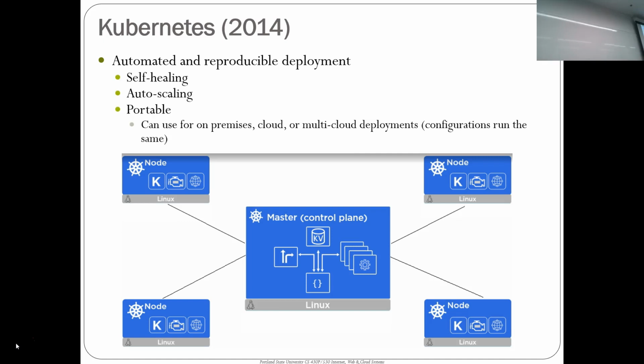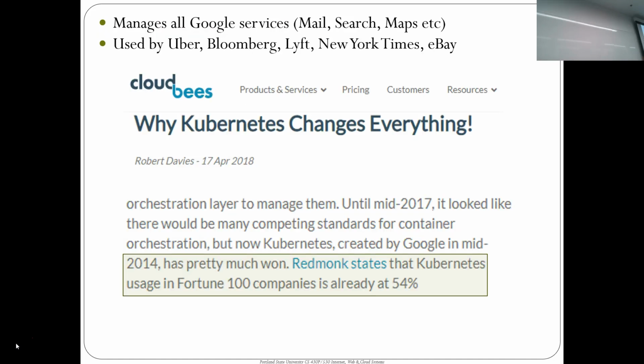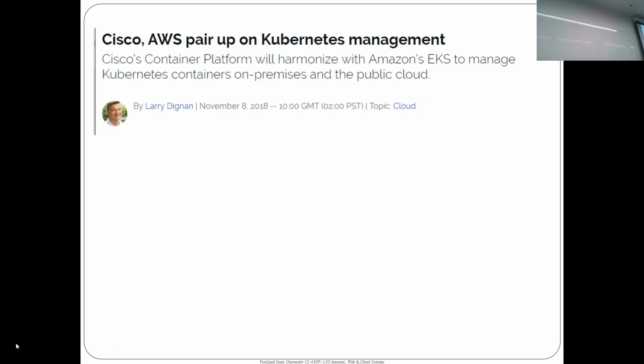And basically the daemon is going to do the self-healing, the auto-scaling, and this thing is portable because it's all open source. This thing is abstracting away the lower level differences between the cloud providers. Okay, so this thing manages all of Google services. All of those services are managed by Kubernetes. It's used by Uber, Bloomberg, Lyft, New York Times, eBay, pretty much half of the Fortune 100, and this was in 2018. So yeah, this is last year, and about half of the Fortune 100 companies are using Kubernetes to manage their back-end infrastructure.